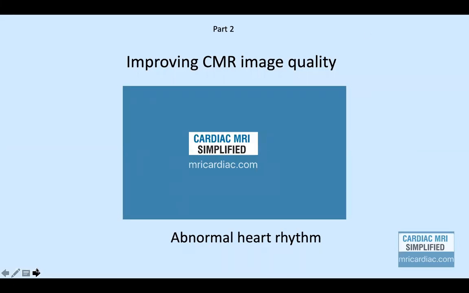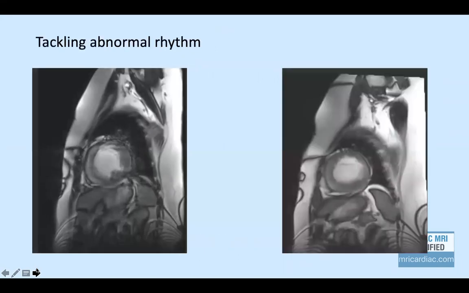Hello, welcome to the second topic in the series on improving CMR image quality. Here we will deal with abnormal heart rhythm. Patients with abnormal rhythm are often referred for cardiac MR and the image quality is really compromised. It is important to learn at least a few techniques so that we can get reportable images.